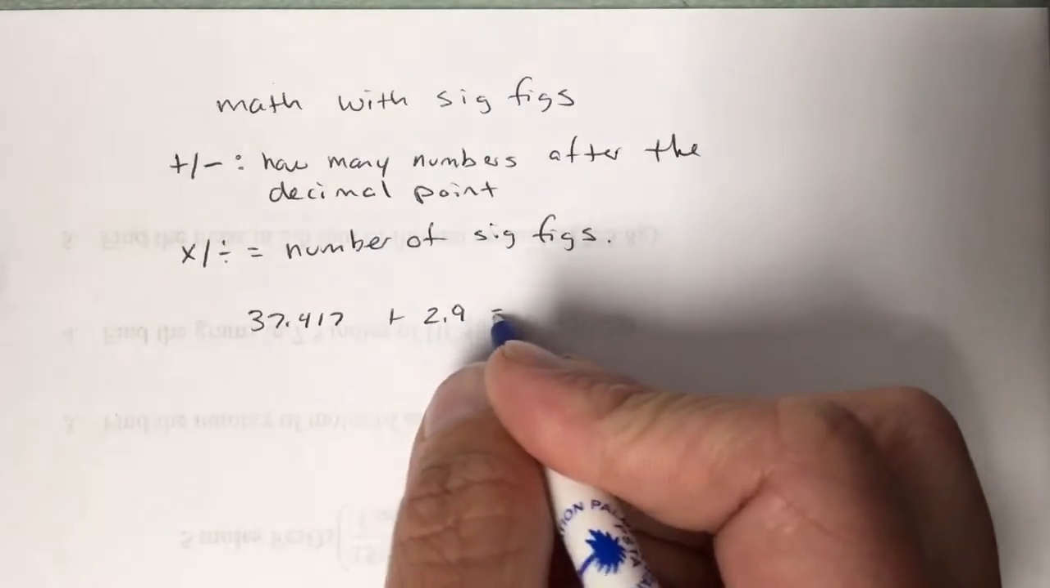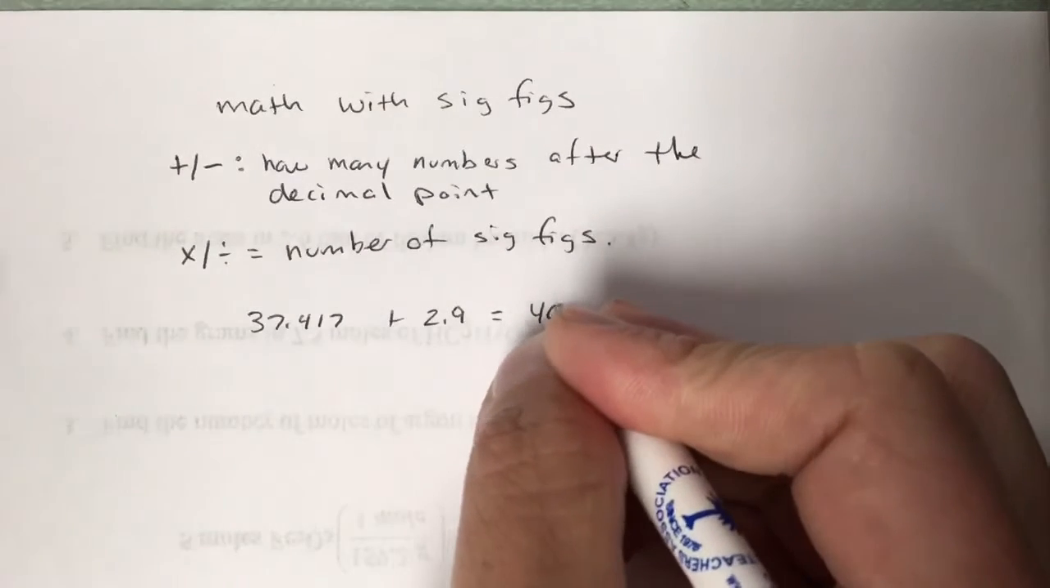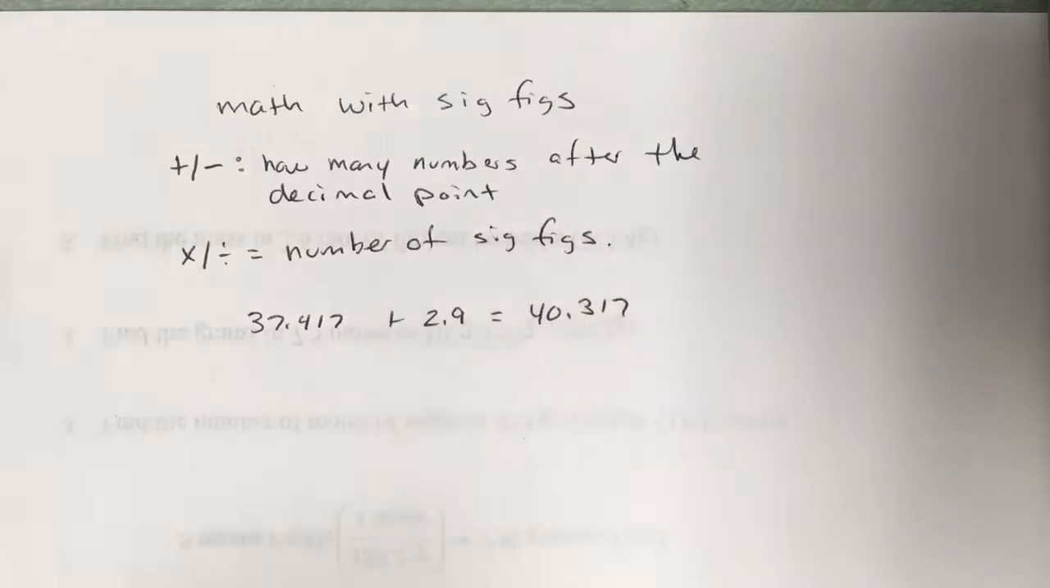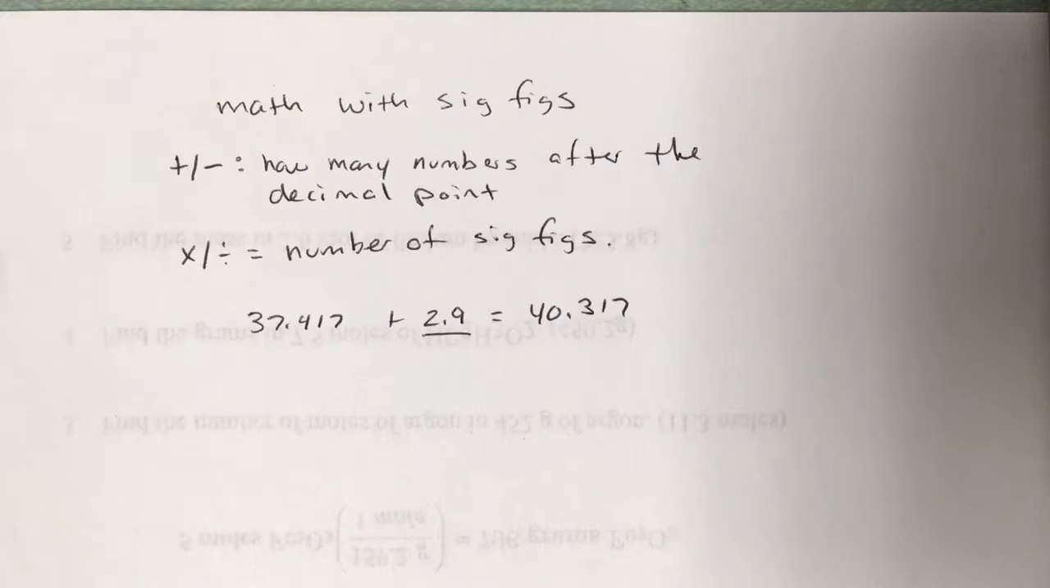So say we want to add these two numbers together, 37.417 and 2.9. We get 40.317 as our number. This is the weak link, the 2.9.